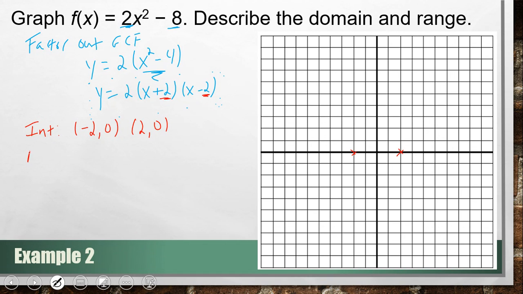Now let's find our axis of symmetry. That's equal to p, negative 2, plus q, 2, divided by 2. So it ends up being 0 over 2, which is just 0. So I know my axis of symmetry is going to be at 0, which makes sense because it splits those 2 points in half.